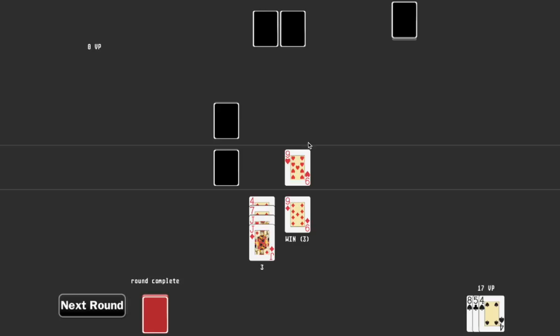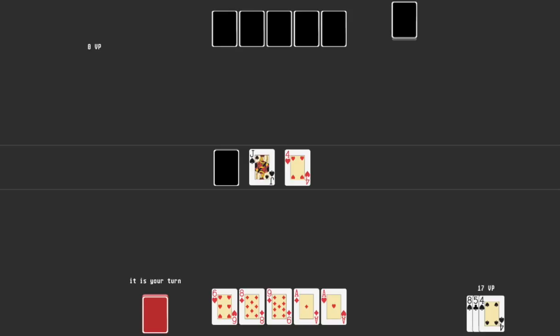So that's the first round. That was a pretty great opening for me. I didn't lose anything, and I'm starting to take Fred's deck apart. So let's go to the next round.